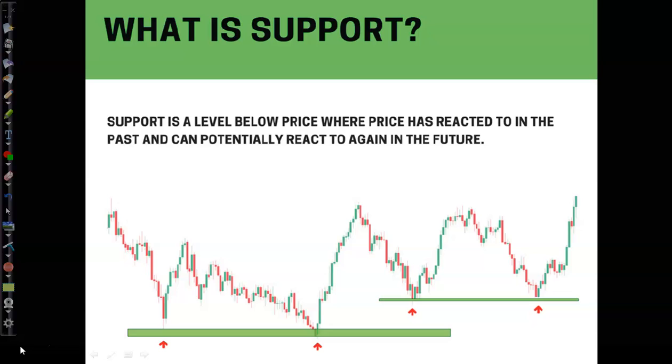What is a support? Support is a level below price where price has reacted in the past and can potentially react to again in the future. For example, price hit this level and bounced from this area again, and when price approaches the level, there is a probability it will bounce again from this area. So this level is called support.